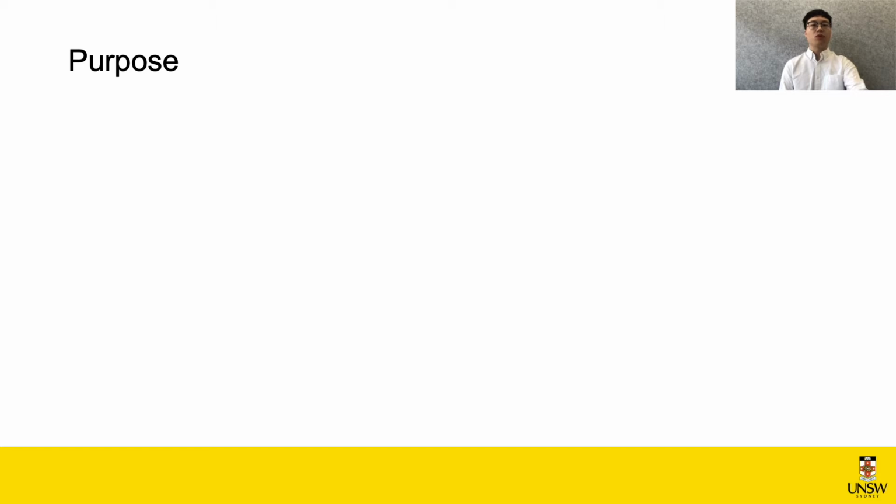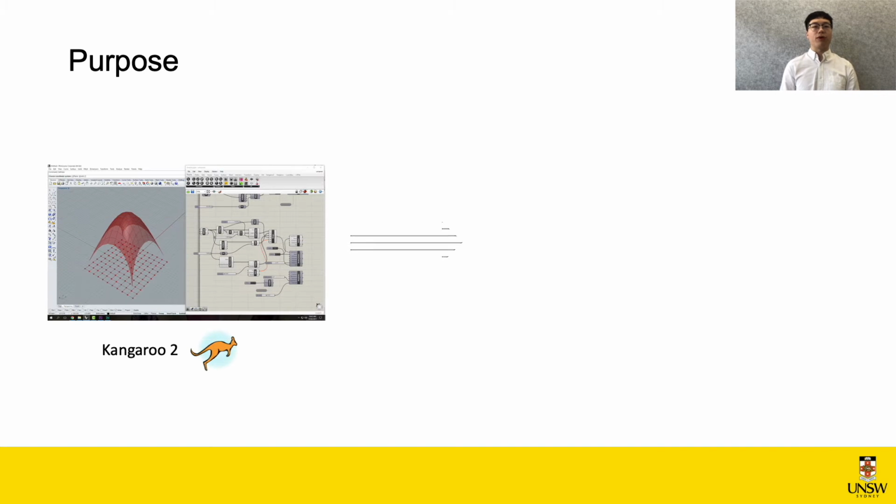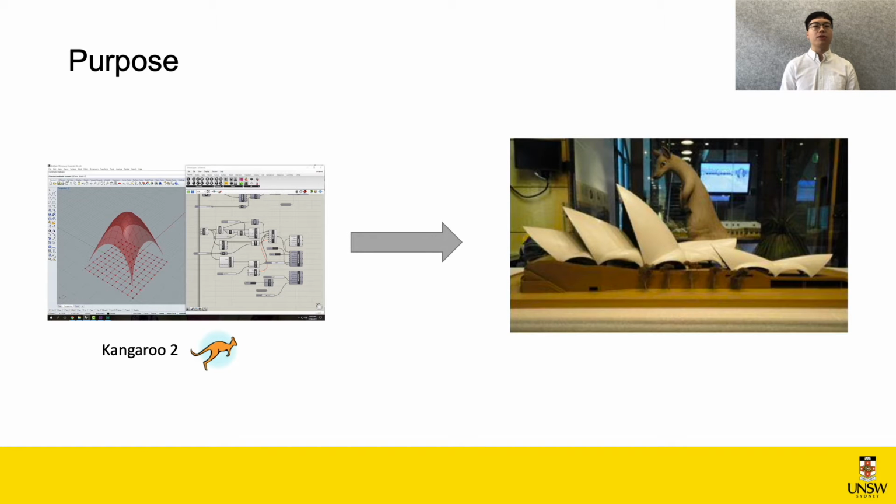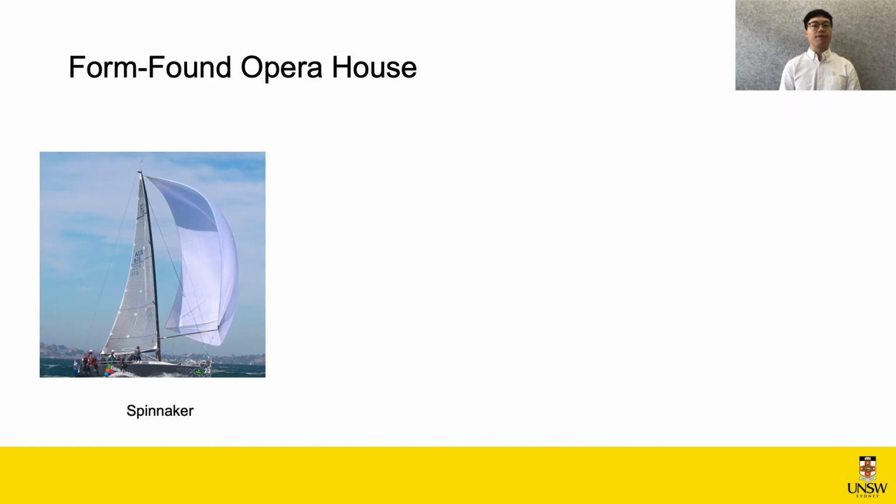So this thesis will explore whether a thin membrane version of the Opera House can be designed with the help of Kangaroo 2. Following Woodson's spinnaker concept, two boundary conditions were required in the form finding process. The first one is the anchor point. The shell vertices were set as the anchor points to resemble the connection between the sail and the mast. The second one is the load. The wind load can set the spinnaker. Kangaroo 2 is able to simulate the form under its self-weight as well as the wind load.